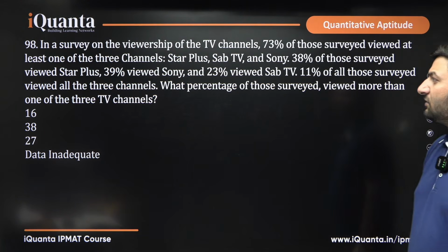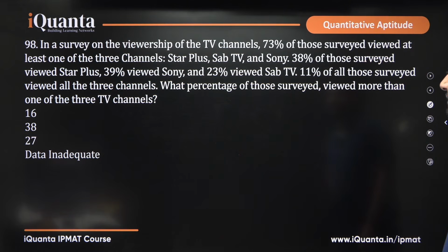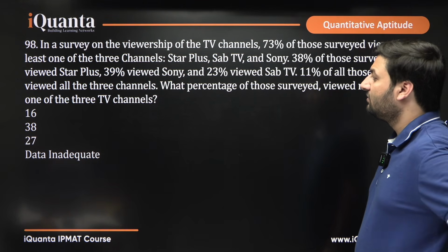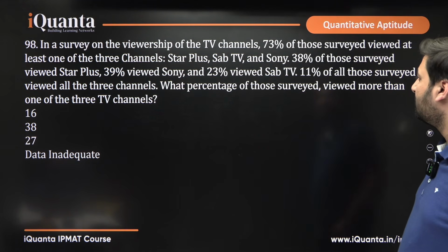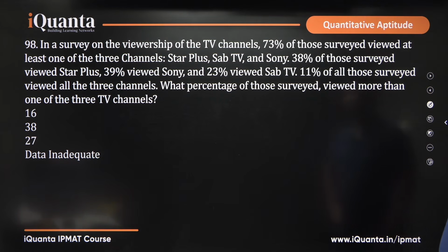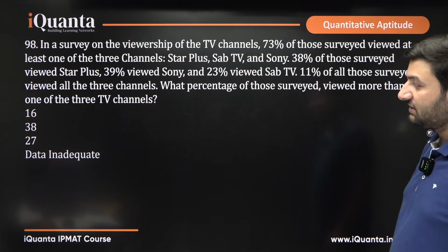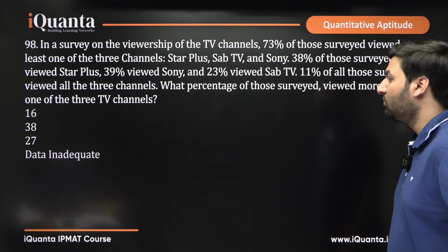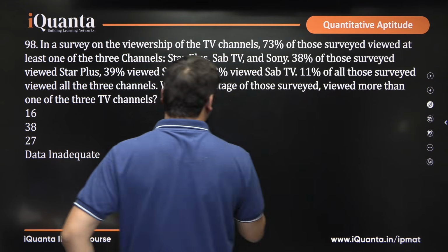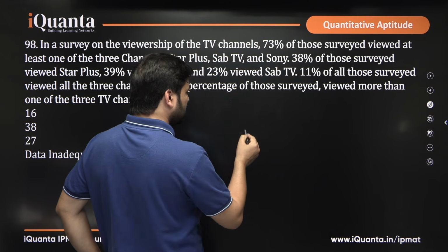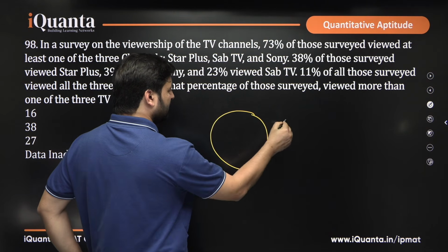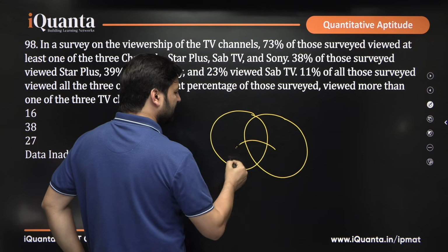Next question, in a survey on the viewership of the TV channel, 73% of those surveyed viewed at least one of the three channels, Star Plus, Sub TV, Sony. 38% of those surveyed viewed Star Plus, 39% viewed Sony, 23% viewed Sub TV, 11% of those surveyed viewed all three channels. What percentage of those surveyed viewed more than one of the three TV channels? This is an easy question based upon set theory, but might be slightly confusing for some people.